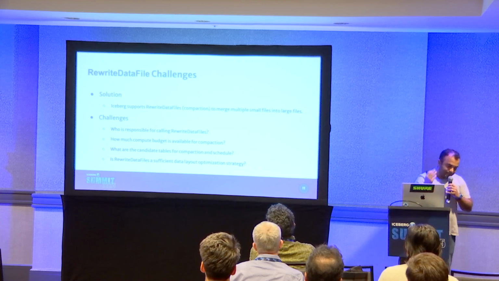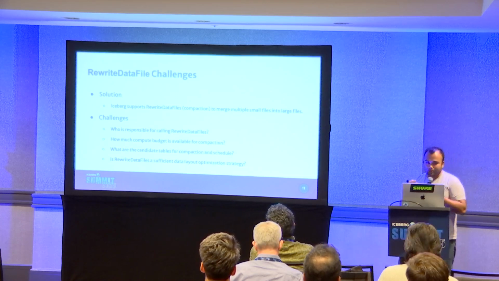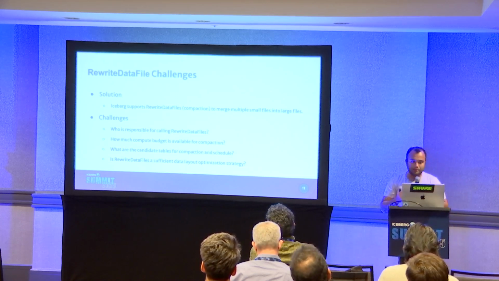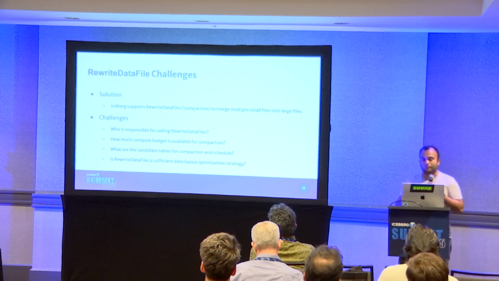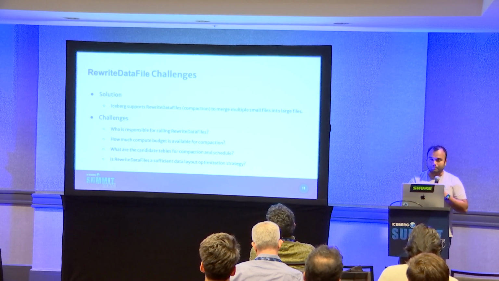So what does Iceberg do to solve this problem? So Iceberg has this neat Spark action that allows you to rewrite data files. Basically, it's merging multiple small files into large files. We all know this process called compaction.